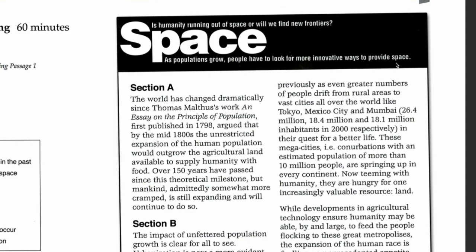The first part of the title starts with a rhetorical question that is regarding the problem of lack of land for human utilization. As populations grow, people have to look for more innovative ways to provide space. It hints at the problem and points towards a solution. So reading the title completely and carefully gives you a holistic view of the topic.